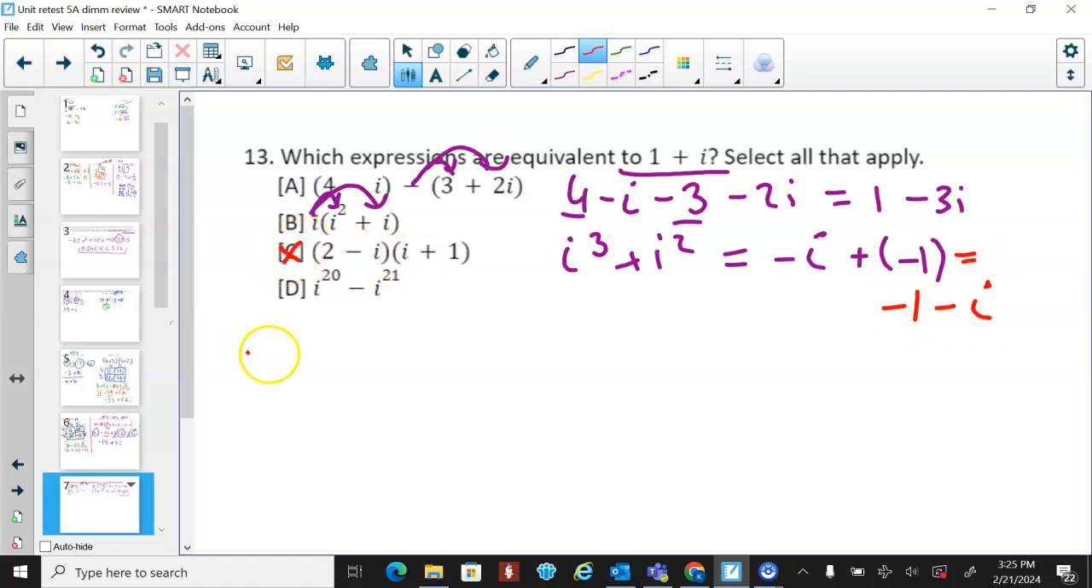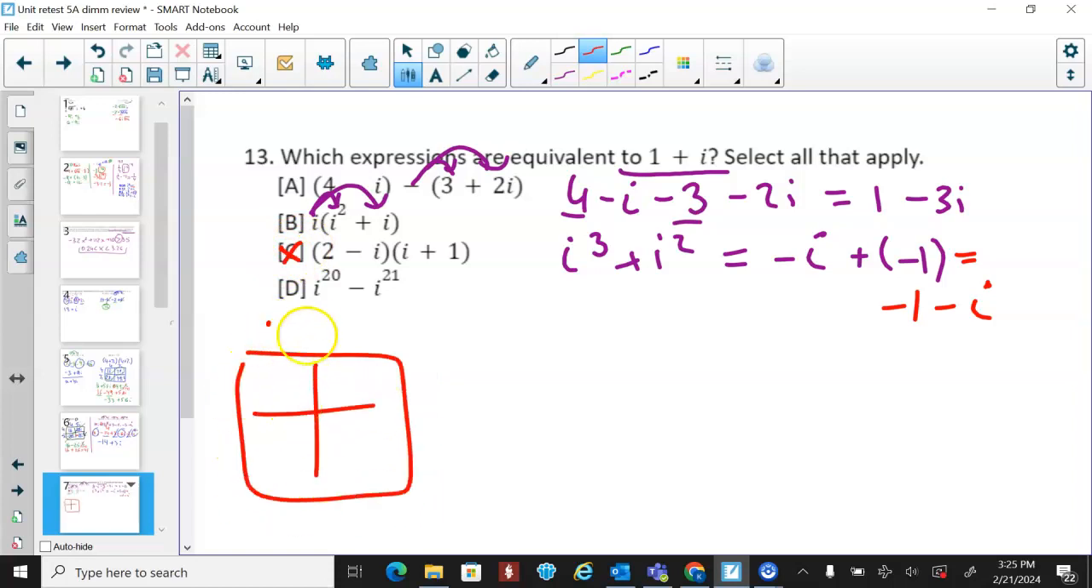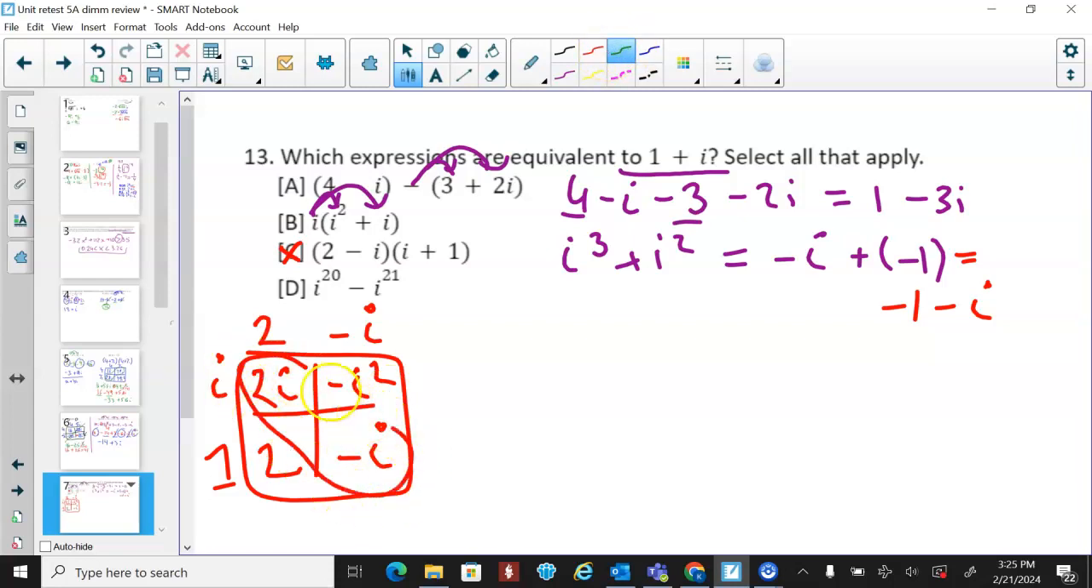For number C, we're going to do a box method, okay? So it's going to be 2, negative i, 1. So that's going to be 2i. This is going to be negative i squared. This is going to be 2, and this is going to be negative i. We're going to combine like terms. The like terms are visible right here. So you get 2, you get 2i minus i, which is i. Then you get negative i squared.